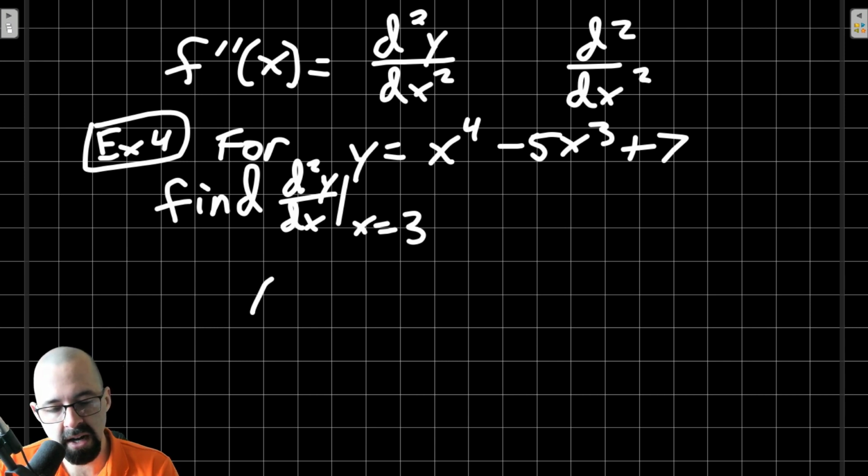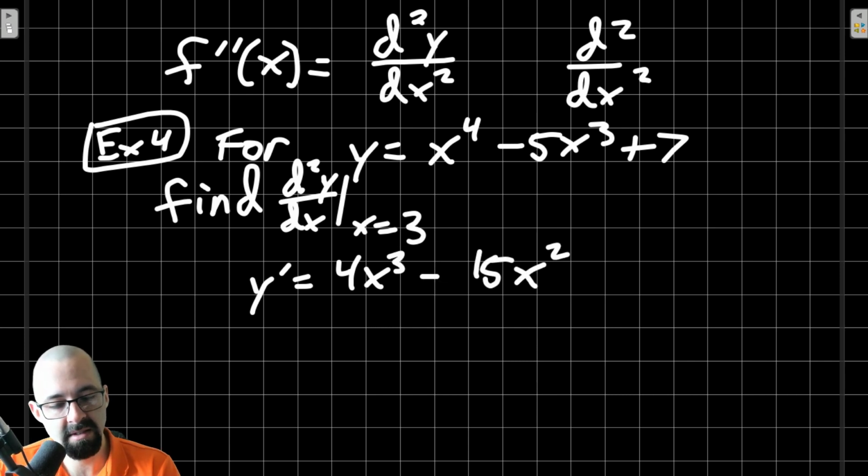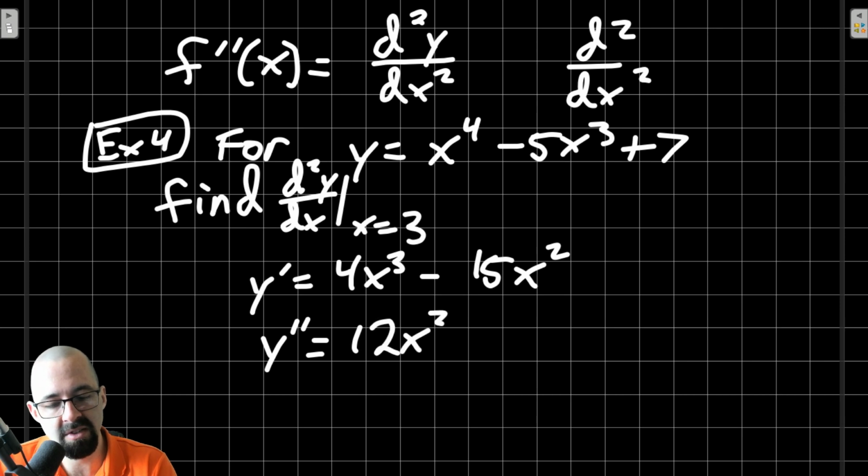So what do we got? y prime is going to equal, let's use the power rule, 4x cubed minus 15x squared, and then the derivative of a constant is 0. So if you want to add a plus 0, you can, or if you don't, that's fine too. We're going to be using the power rule a lot. I promise there's other rules. There's other ways to take derivatives, but we just don't talk about them for a while. So power rule again for the second derivative is going to give us 12x squared minus 30x.